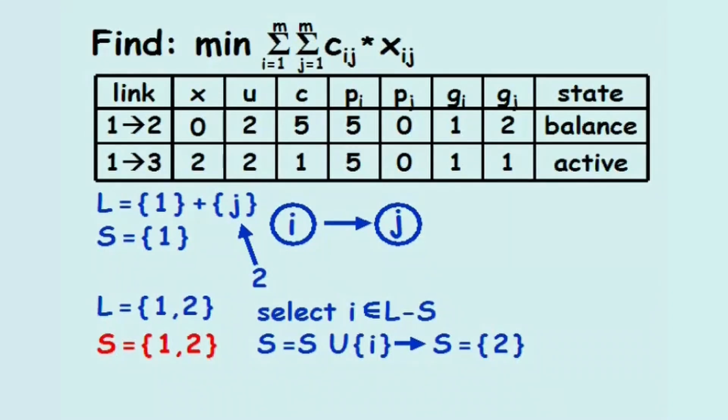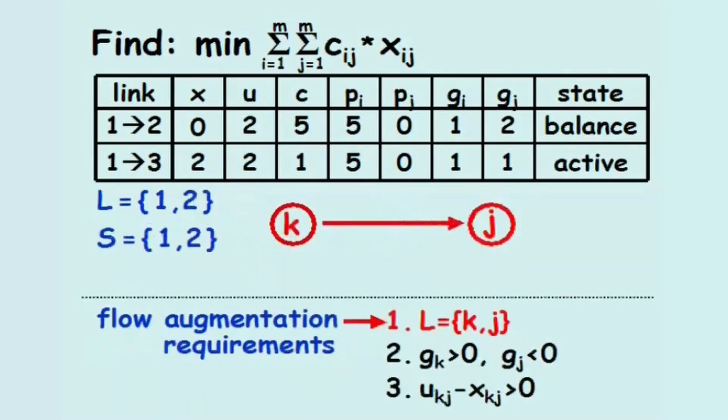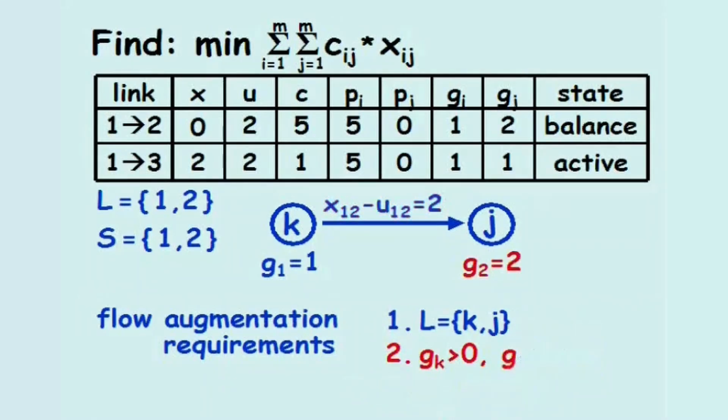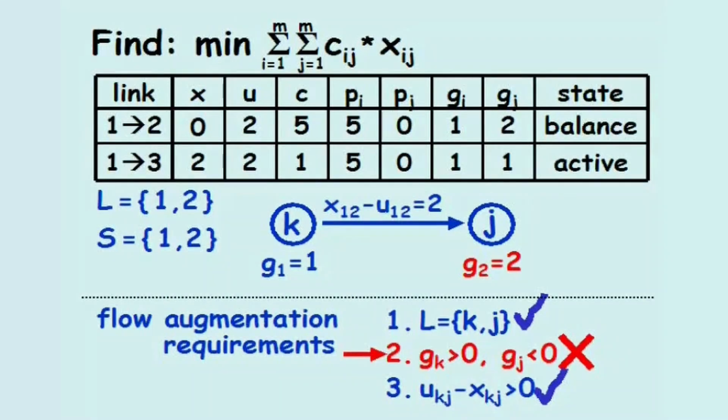Once there are multiple nodes in the labeled set, step 3, flow augmentation, can occur if a flow path from a node K in the set to a node J in the set is established. The surplus of node K is positive and the surplus of node J is negative, and if all adjoining links are capable of changing flow in the direction from K to J. Since the surplus at node 2 is positive, flow augmentation is not possible for this set at this time.